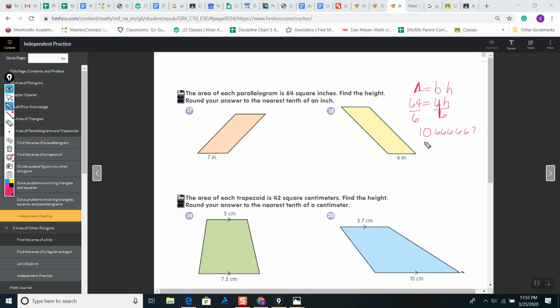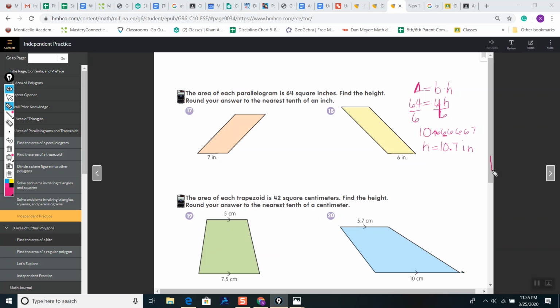So your answer here would be h is equal to 10.7 inches. That's my height. 10.7, because I rounded this 6. Since this number was a 6 here, this number is going to go up. So 10.7. Okay, number 20.